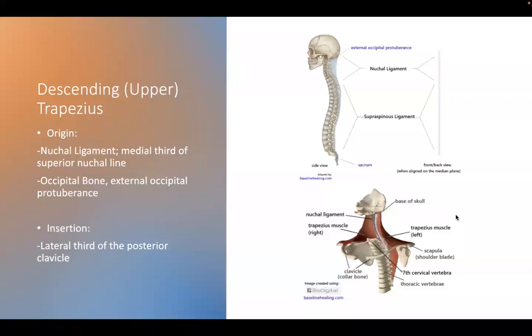So the first part of the trapezius is the descending or the upper part. The origin for this is the nuchal ligament, which is the medial third of the superior nuchal line, as well as the occipital bone, which is the external occipital protuberance. The insertion for the descending upper trapezius is the lateral third of the posterior clavicle, as it's pictured in the bottom right picture.